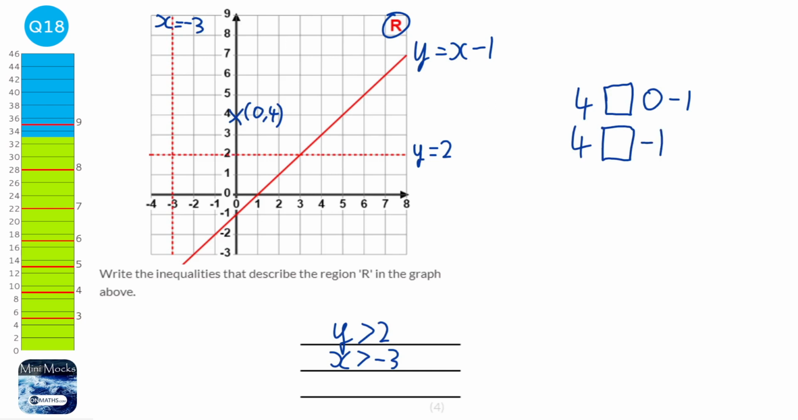So what is 4 compared to minus 1? Well, 4 is definitely greater than minus 1. So it's going to be y is greater than x minus 1. But if you look, this line is solid. It's a solid line. It's not a dashed line. Therefore, we're going to put a little line underneath it, because it can equal it as well.